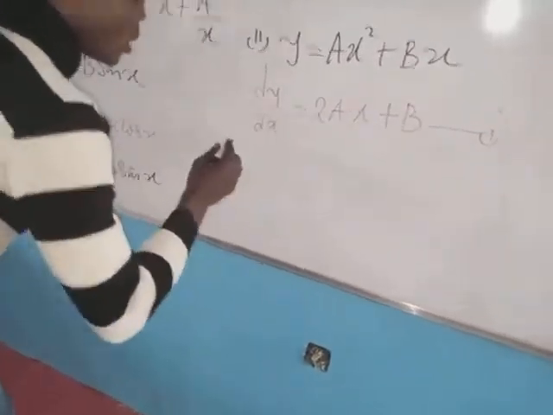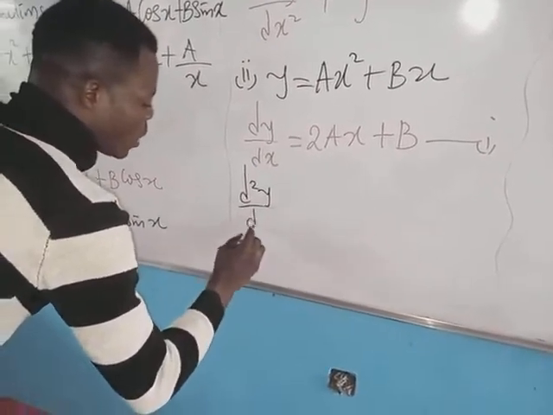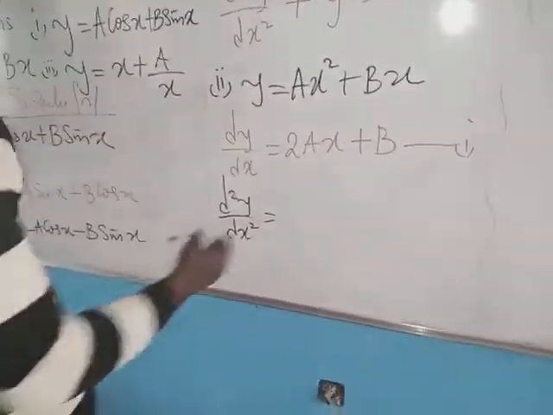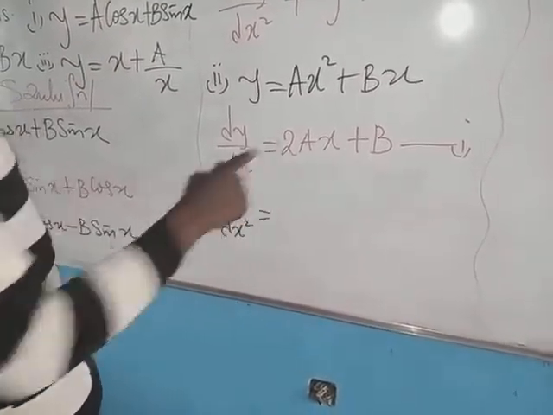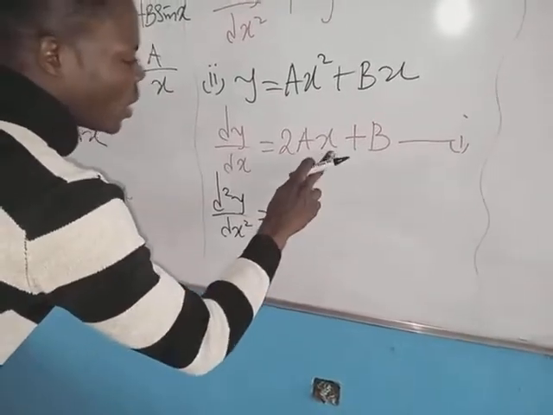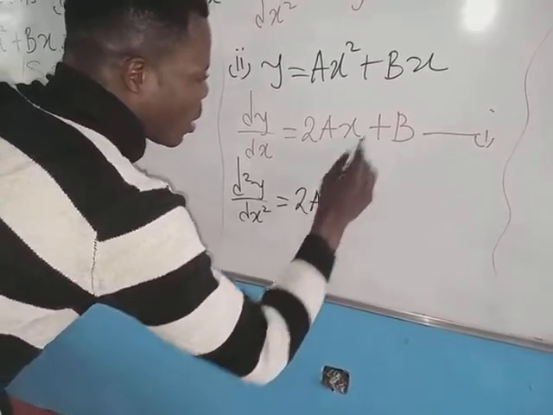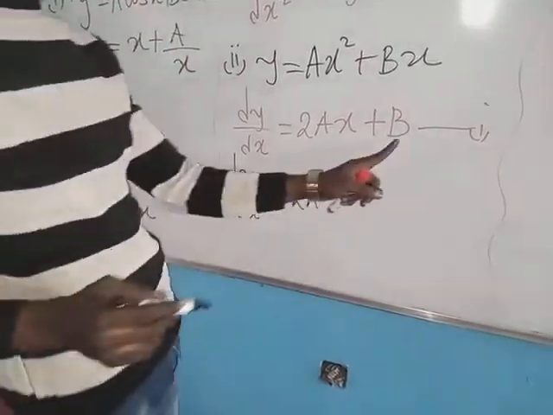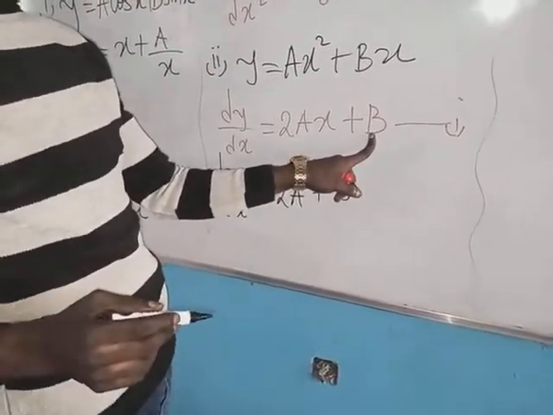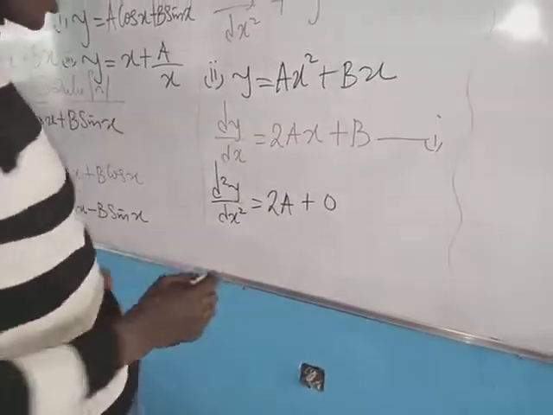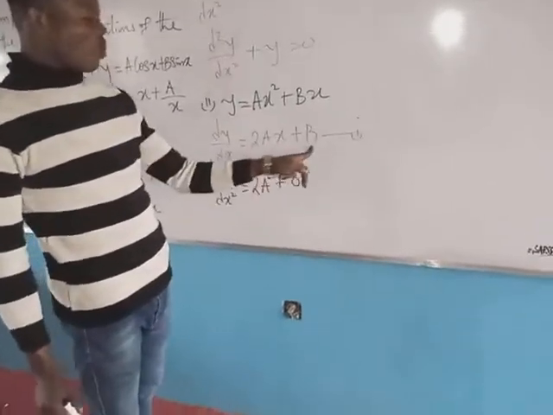If we redifferentiate this, we are going to have the second order, d squared y by dx squared, equal to, when you differentiate x here, you are going to have 1. Meanwhile, 2a, they are the constant terms there. So when you differentiate x and you have 1, then you are going to have 2a. Then plus, when you differentiate b, the answer will be 0 because b is a constant term. It does not contain x.